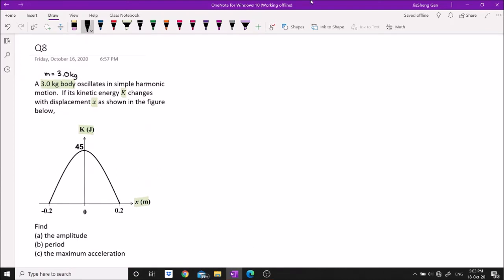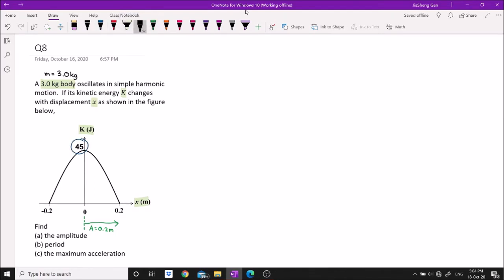Okay, so we are given a graph here, and it's a kinetic energy against displacement graph. So before we start to solve the question, let's extract everything that we know about this graph. The most straightforward thing to get is this distance here, which will just be our amplitude. So our amplitude will be 0.2 meter. You can think of your SHM going between negative 0.2 and 0.2, going back and forth. So that's one thing to extract. Another thing will be the maximum kinetic energy, which is 45 joule.